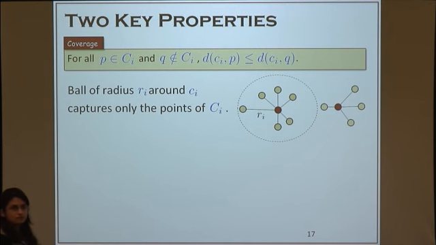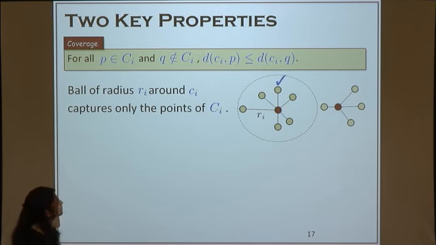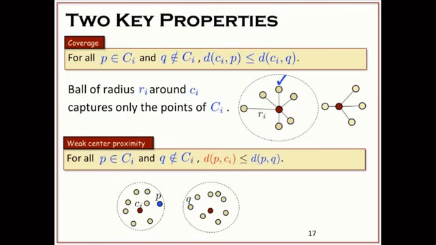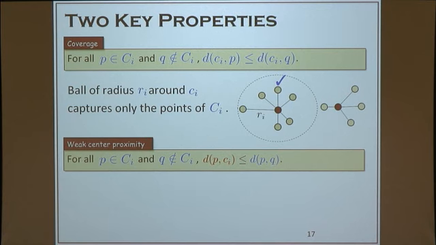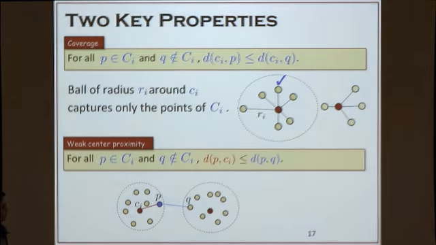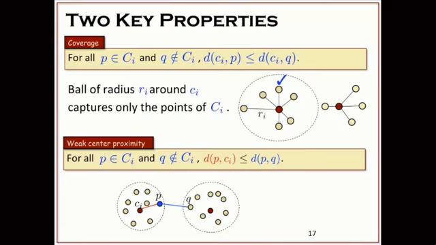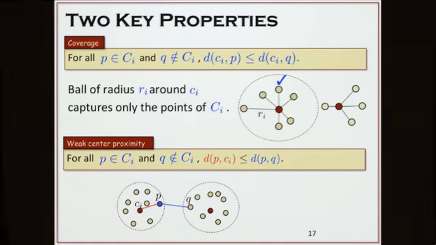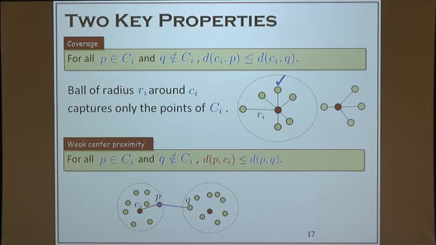Sorry, Ri is the radius of cluster I. So if this is Ci, and this is big Ci, cluster I, Ri is the radius of that. The second property that we call weak center proximity is that each point is closer to its own center than any other point. This means that if I take P to its own center, and I take it to another point in a different cluster, the red edge is always smaller than the blue edge.